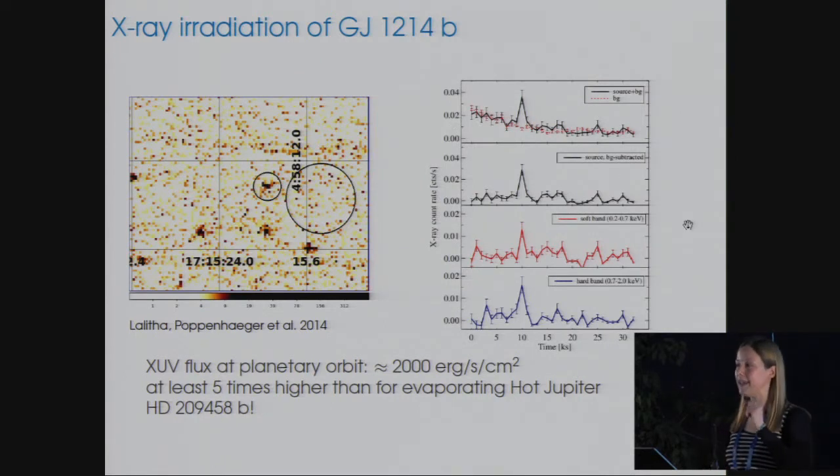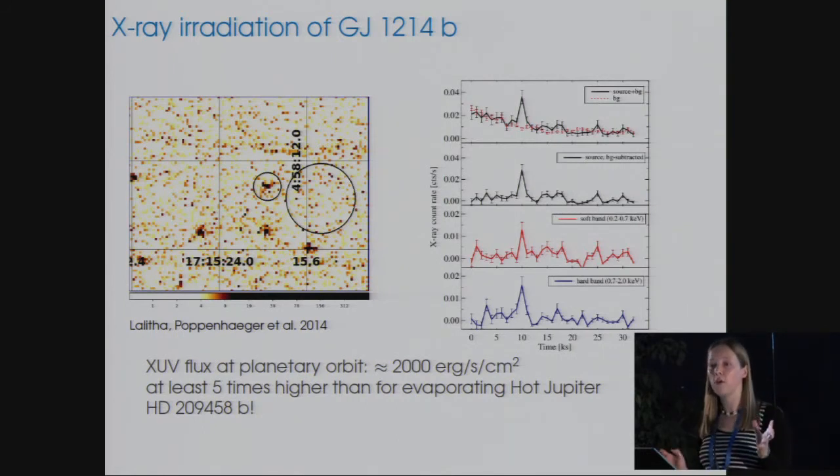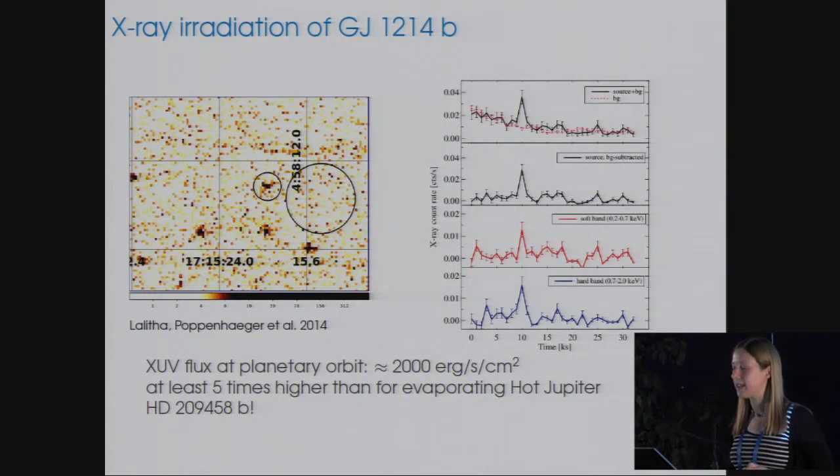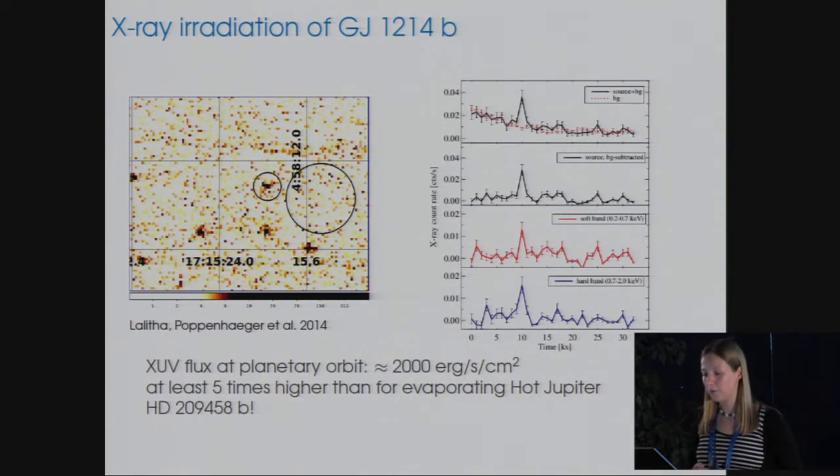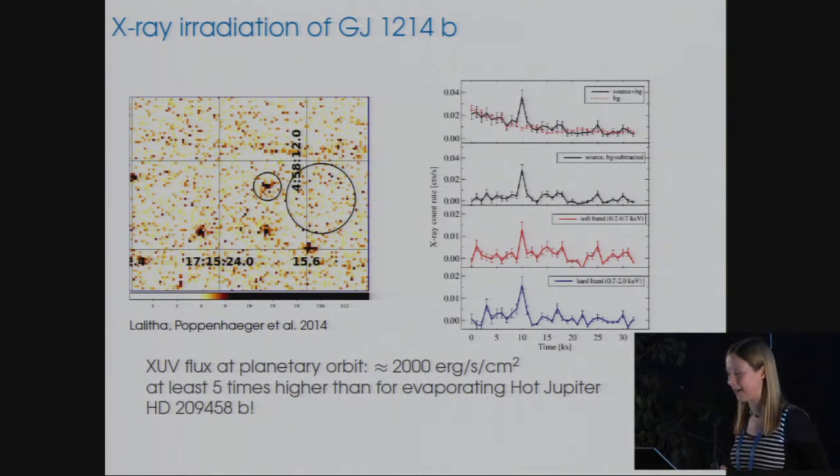And the really interesting point here is that for this system, the X-ray and extreme UV flux at the planetary orbit is fairly large, and it is at least 5 times higher than for the hot Jupiter HD 209458b. And this is very important because this hot Jupiter has been observed to be actively evaporating. So we can expect that this super-Earth is evaporating as well, and this might present some very interesting observational things that we can do because the system is very close to our own sun and easily observable. So if you want to know a bit more about this or exchange ideas, please find me in the coffee break.